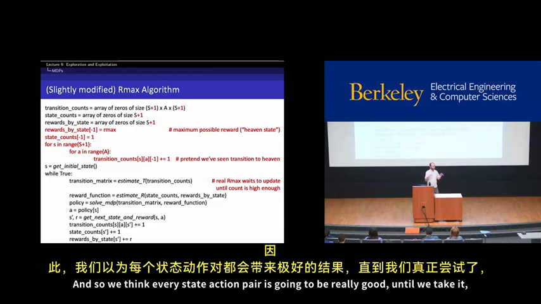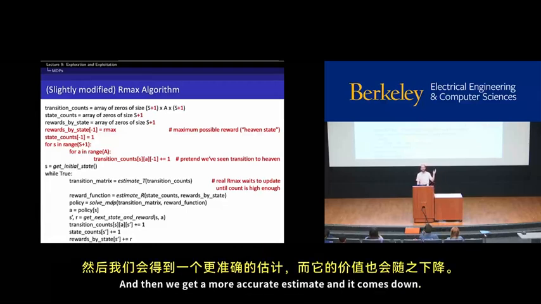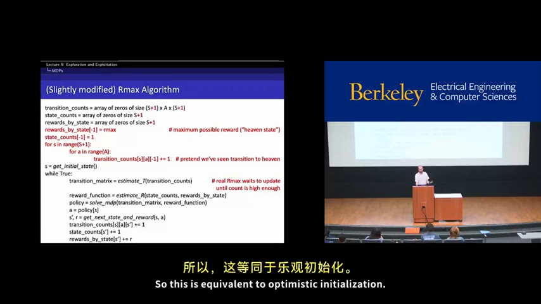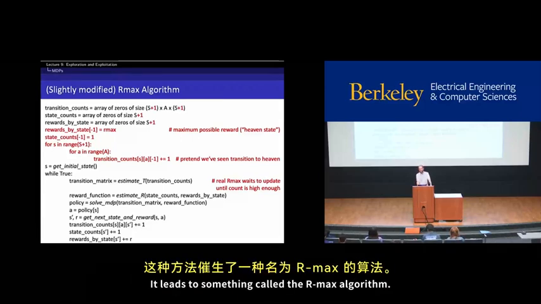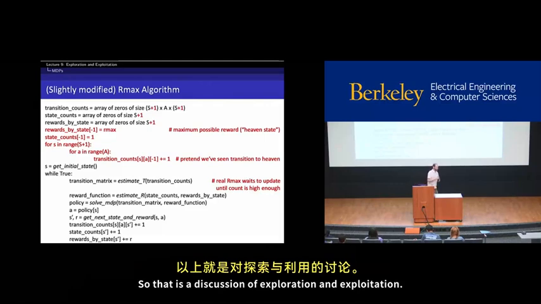And so we think every state action pair is going to be really good until we take it and we're slapped in the face by reality, and then we get a more accurate estimate and it comes down. So this is equivalent to optimistic initialization. It leads to something called the Rmax algorithm, and there are some interesting things that have been proven about this algorithm. So that is a discussion of exploration and exploitation.